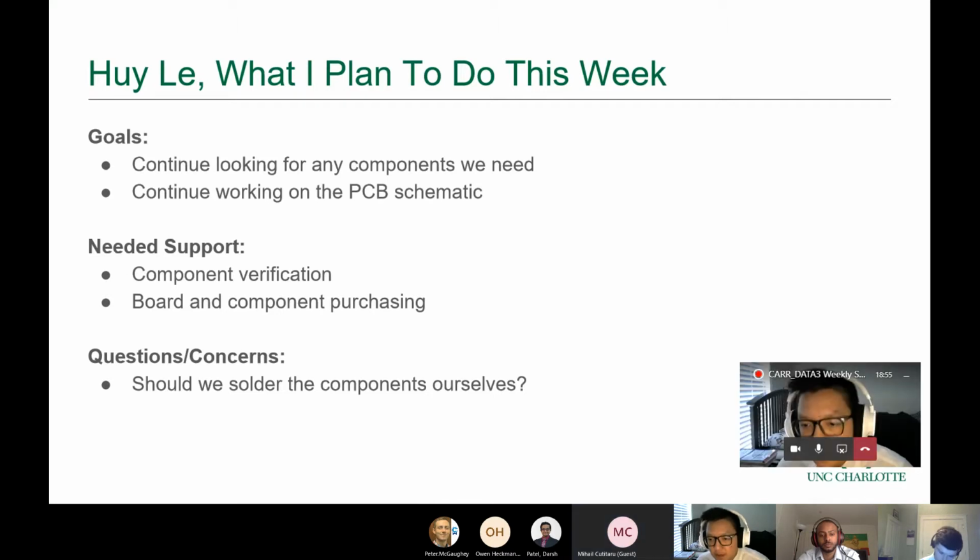Gotcha. Yeah, I think it should be doable for us to solder it ourselves. I just wanted to know if that's something you wanted to think about in the future, like soldering it manually or having a company do it, so we can look into that for you too.